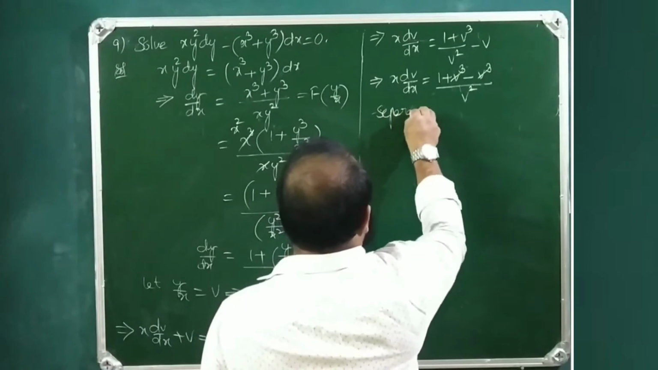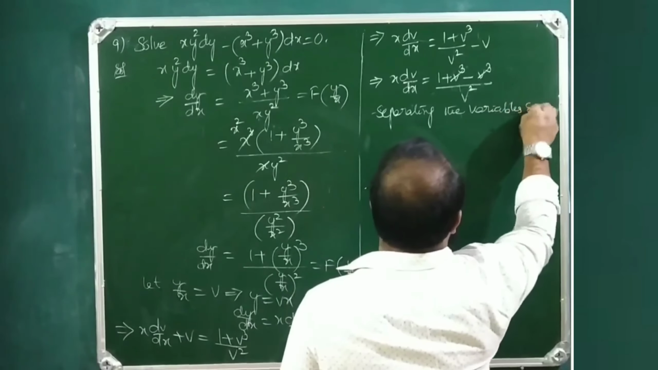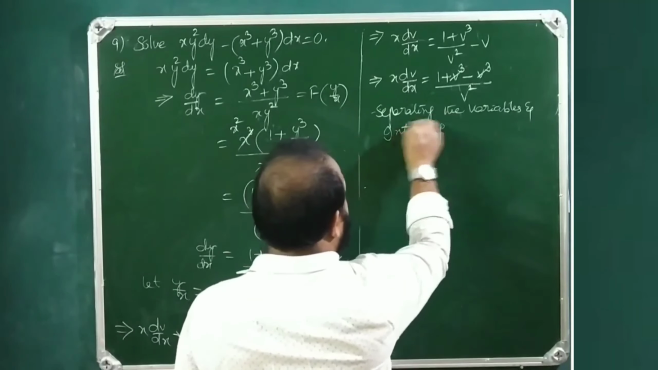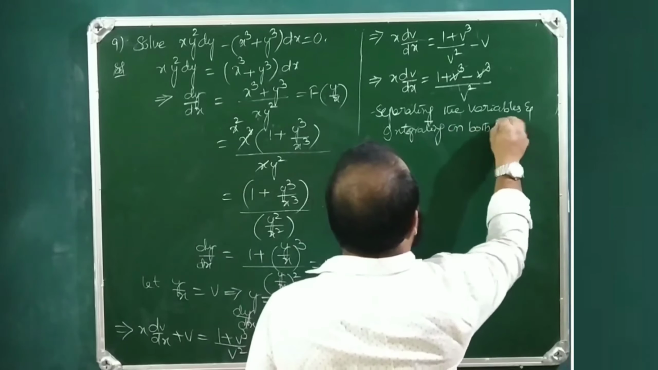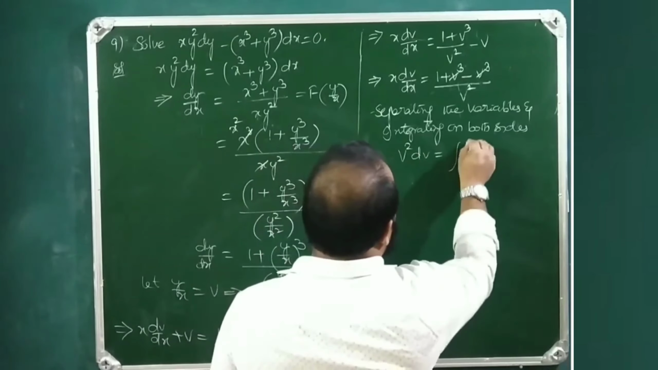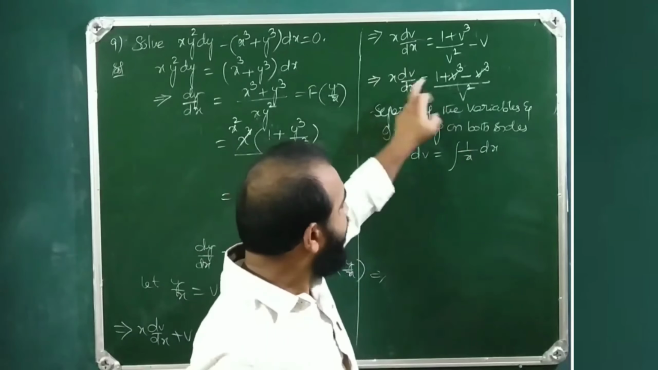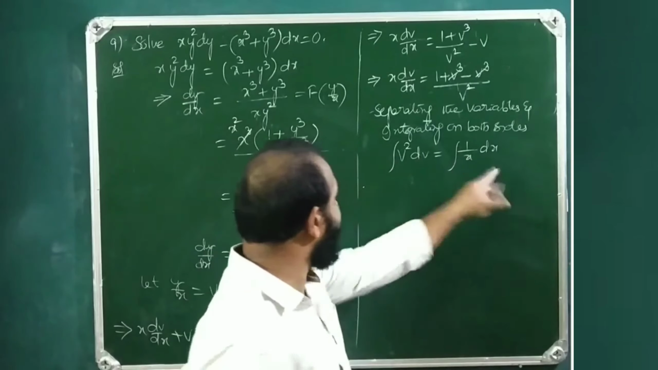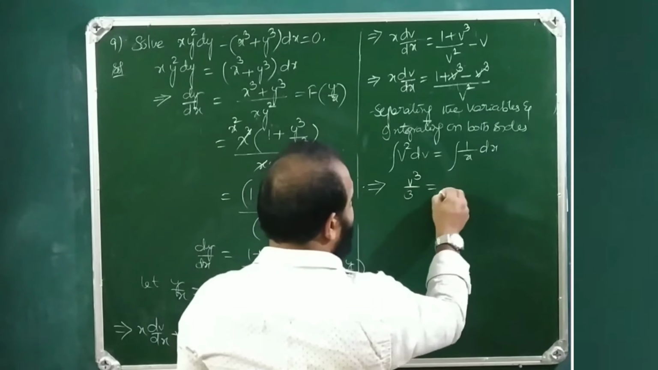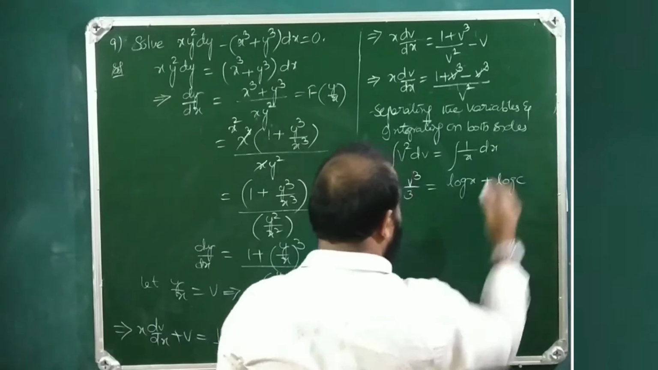Separating the variables and integrating on both sides, we get integral v square dv equals integral 1 by x dx. Transposing dx to the other side, dx by x, and integrating on both sides, integral v square dv is v cube by 3, equals integral 1 by x dx, which is log x plus a constant of integration, log c, I'll take.